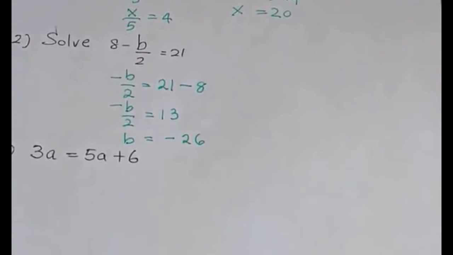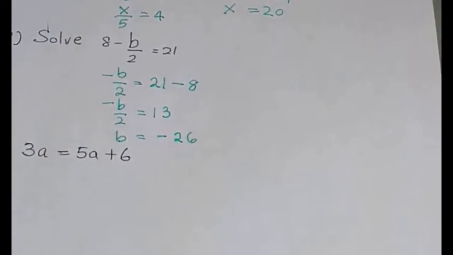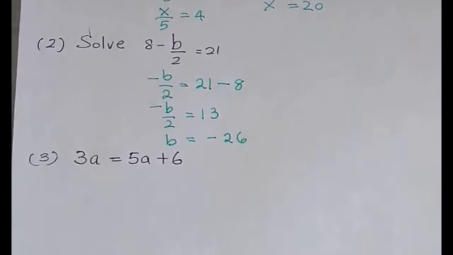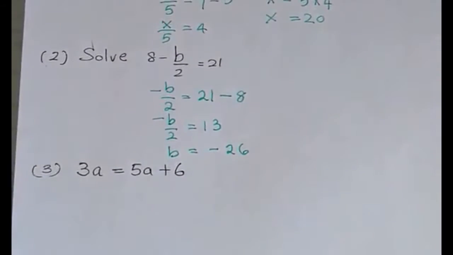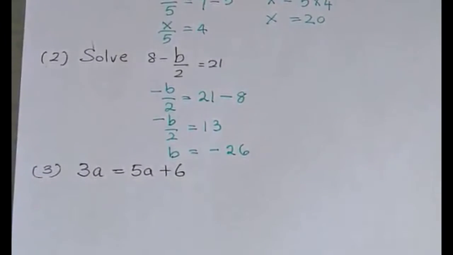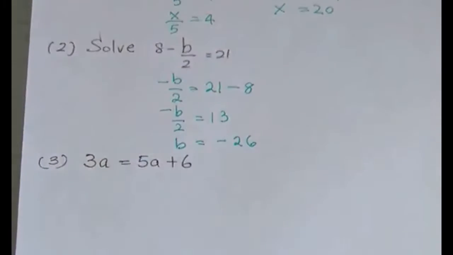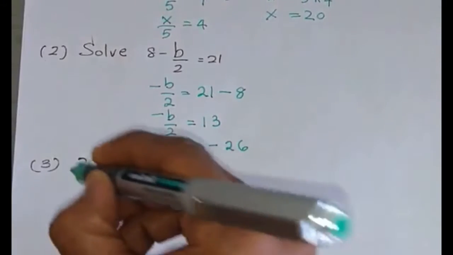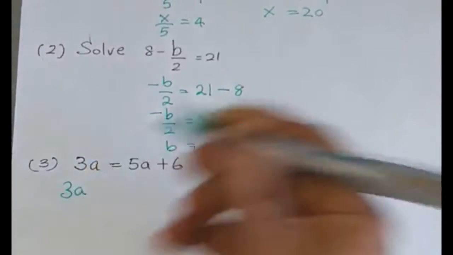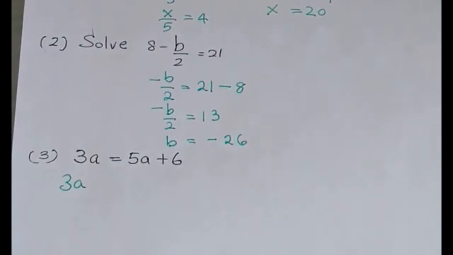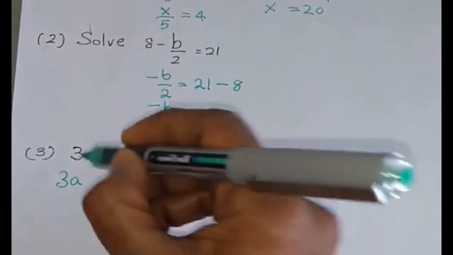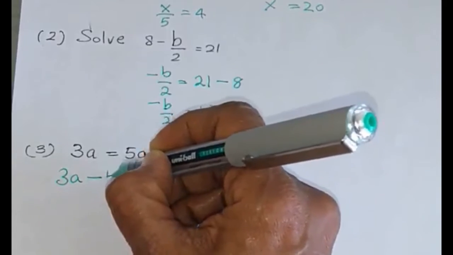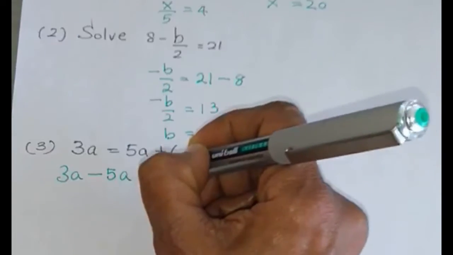3a equals 5a plus 6. So in this equation, I have the variable terms on both sides. So I have to collect like terms. I have to collect all the variable terms, move them to the left, and keep the constant terms on the right. So I have 3a. I'm going to move 5a to the left. 5a is positive on the right, and when I move it to the left, it's going to be negative. So it's going to be negative 5a, and 6 I'm just going to leave on the right side.